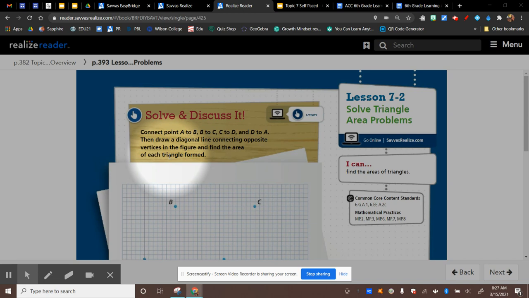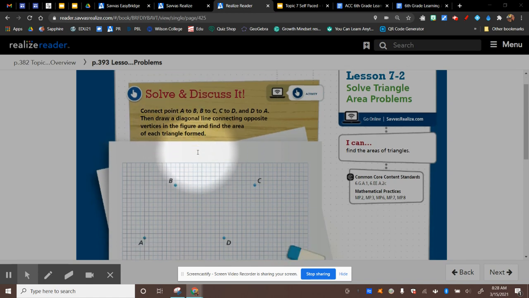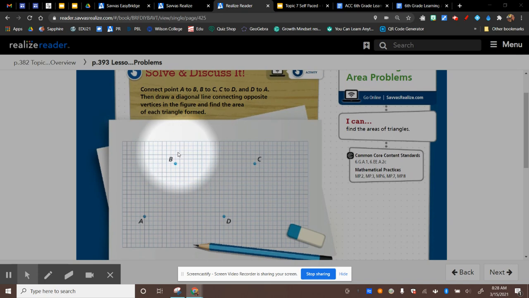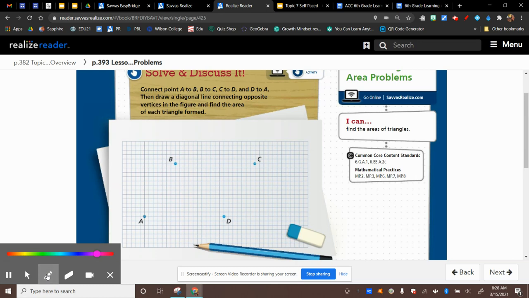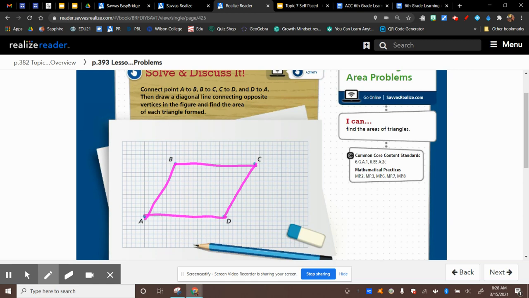The solve and discuss it says connect point A to B, B to C, C to D, and D to A, then draw a diagonal line connecting opposite vertices in the figure to find the area of each triangle formed. So in the previous lesson, we have looked at finding the area of four-sided figures. And so we're going to use what we've learned to find the area of a triangle. So let me go ahead and connect A to B, B to C, C to D, and D to A. And you should do that in your book.